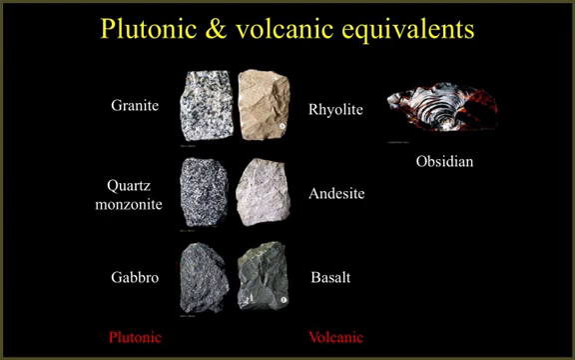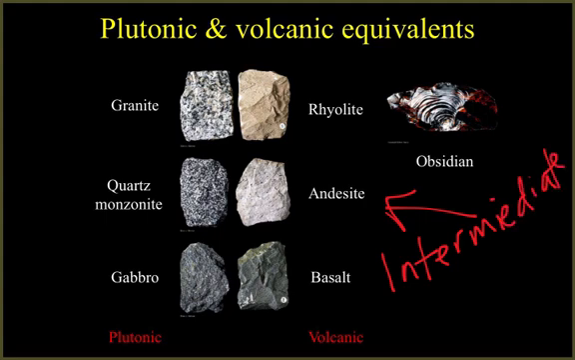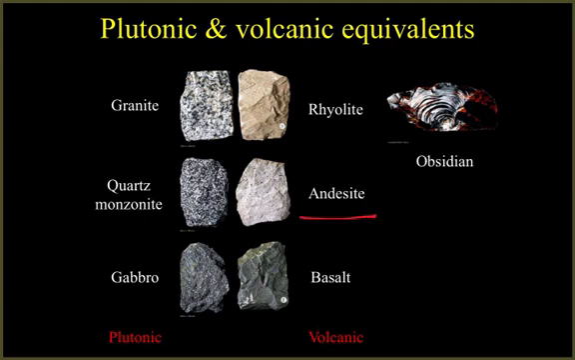And then we've got rocks that are sort of in between. Those are intermediate. Nothing fancy about intermediate. So the intermediate composition refers to something that's in between felsic and mafic. And typical igneous rock names for those are an andesite, or a dacite, or a quartz monzonite, or a granodiorite. Those are typical intermediate compositions.